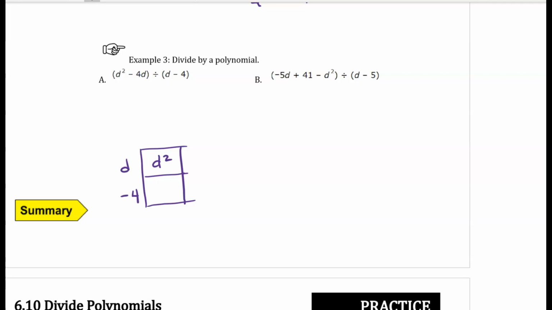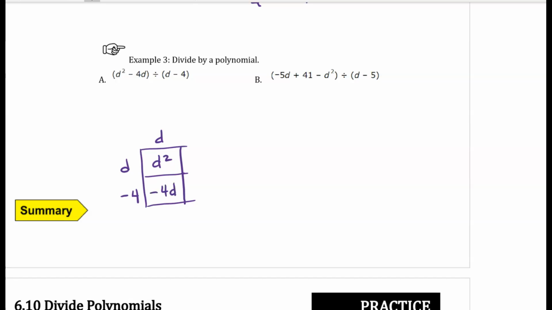Now we can ask ourselves, what do we multiply by d? So what goes in this space above the d squared and gets multiplied by d to get d squared? And the only thing possible is d. So d times d is d squared. Now we also have to multiply that d times the negative 4, which gives us negative 4d.